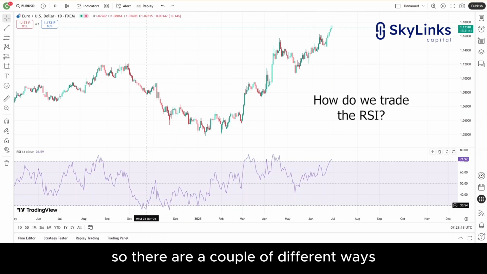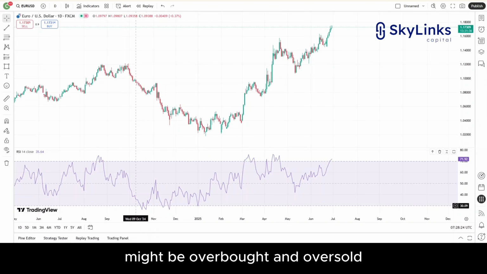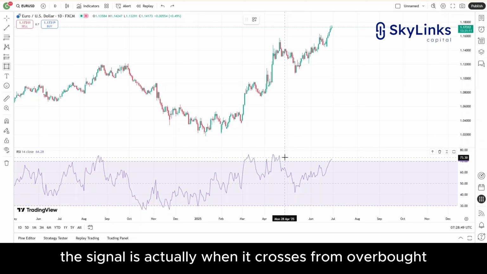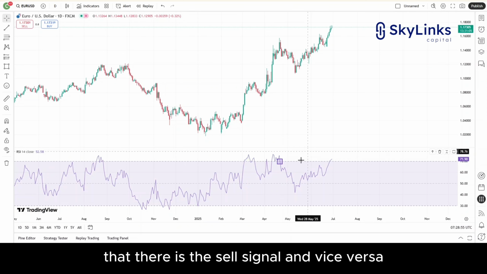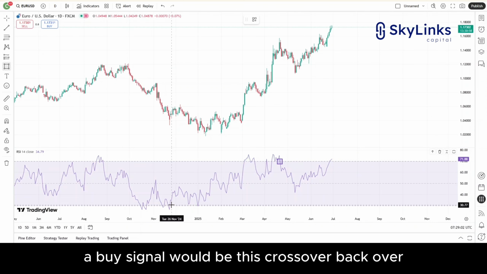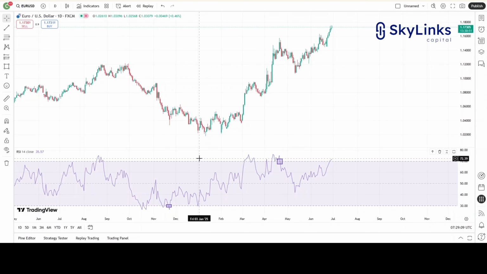How do we actually trade the RSI? So there are a couple of different ways. Obviously, we've just mentioned the fact that the market might be overbought and oversold in these areas. That's not in fact a buy or sell signal. The signal is actually when it crosses from overbought back below the 70 line. So here, that there is the sell signal, and vice versa. A buy signal would be this crossover back over, not the one down, the one back over. So that would be a buy signal.